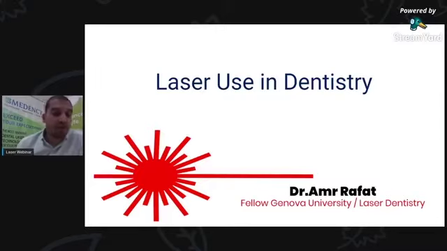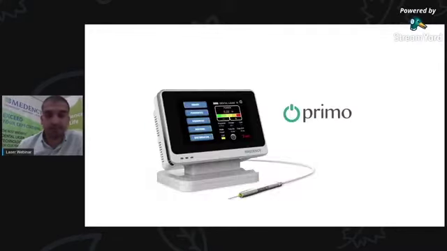To start with, I will start with the part of laser physics. It's the core concept of laser. We need to understand how laser works in order to operate with laser in our clinics. Today we are talking mainly about the Medency diode laser. They have Primo laser. It's one of the top, and we will discuss its benefits and advantages in the laser technology.